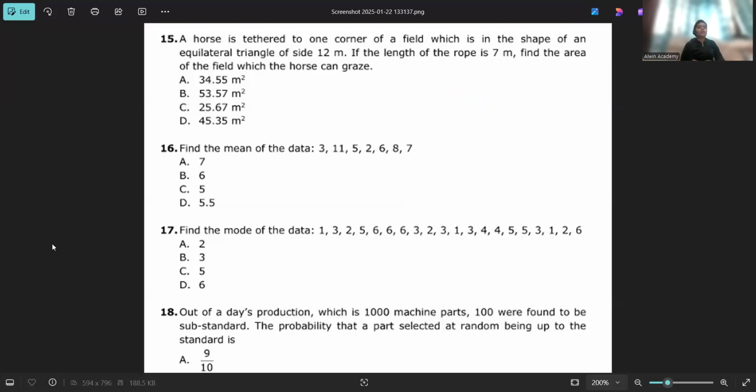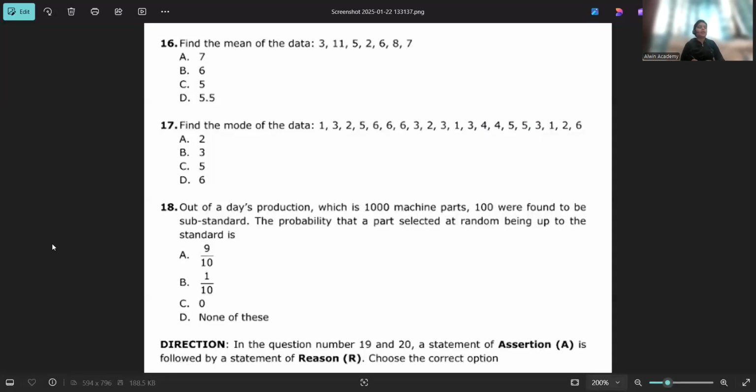Going to the next question, find the mean of the data. Now, this is a simple data for which we have found the mean even in sixth or seventh standard. So here the mean is the sum of observations. So 3 plus 11, 14, 14 plus 5, 19, 19 plus 2, 21, 21 plus 6, 27, 27 plus 8, 35, 35 plus 7, 42.